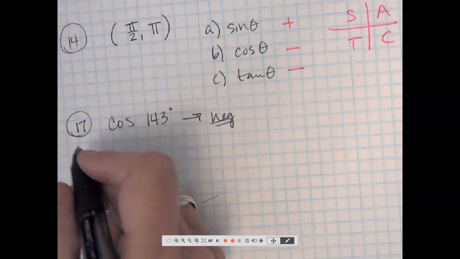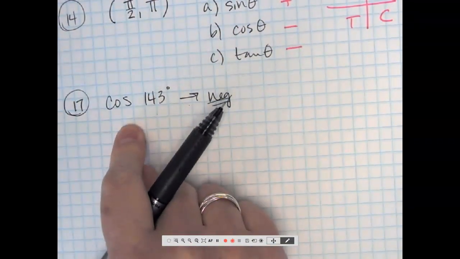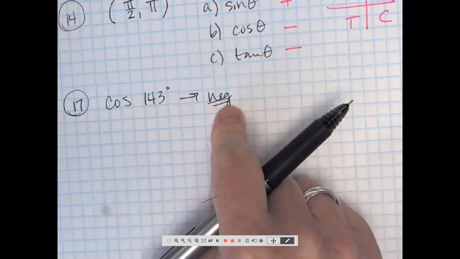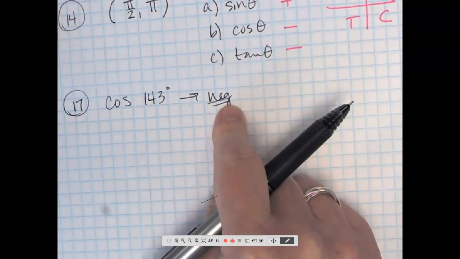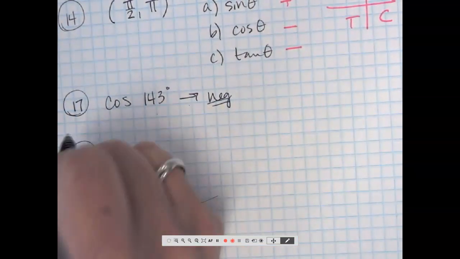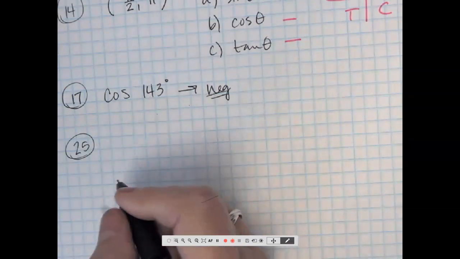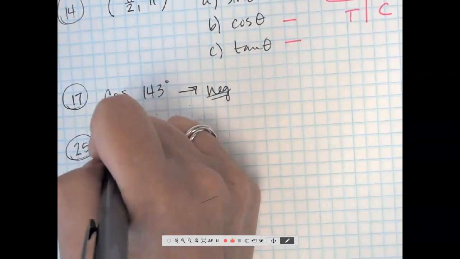Okay, let's next look at, so that whole group there, 17 through 20, same thing. You're not finding the value, you're just saying it's going to be positive or negative. Okay, 25. Let's jump to that one next. Evaluate without using a calculator by using ratios in a reference triangle. Reference triangle are those two, 45, 45, 90, 30, 60, 90. We want to find the cosine of 120.